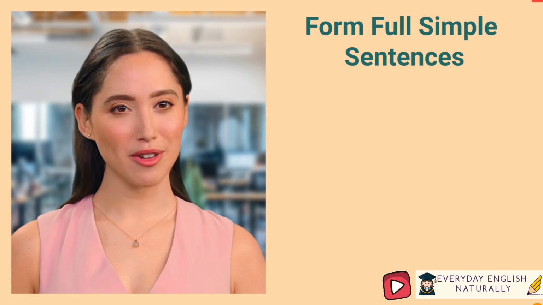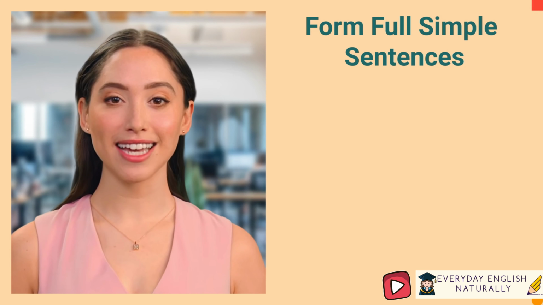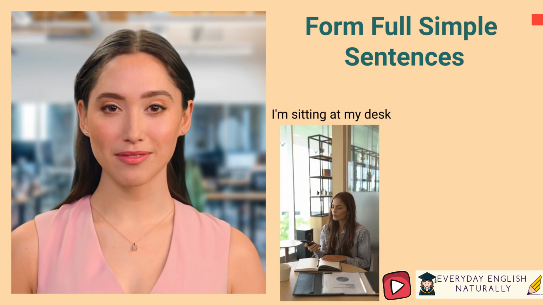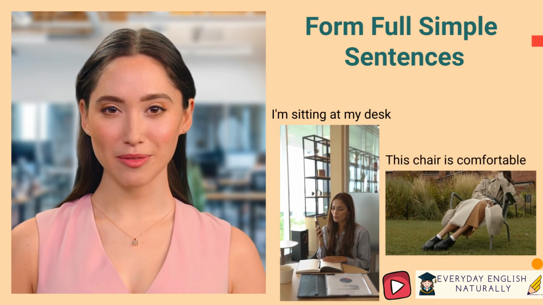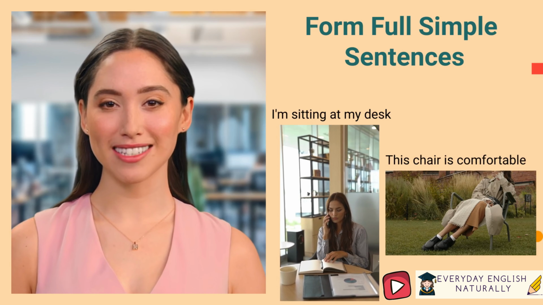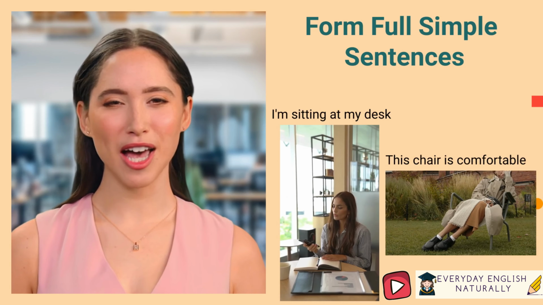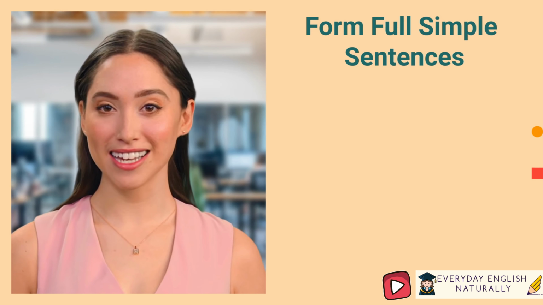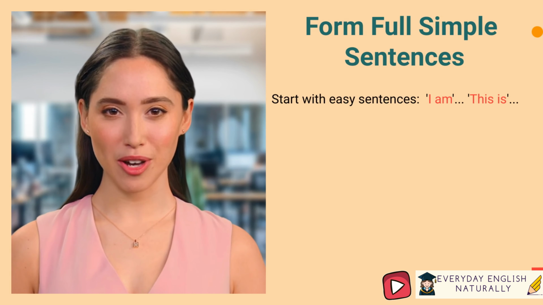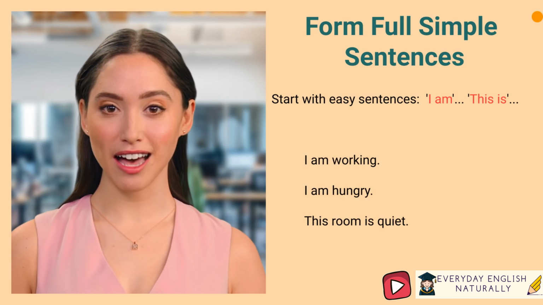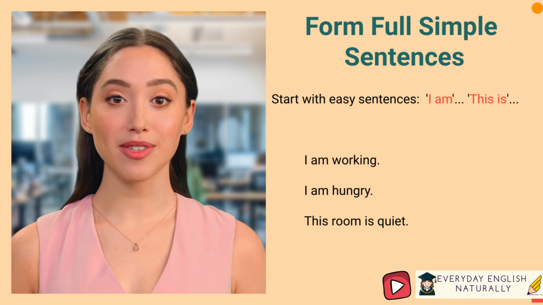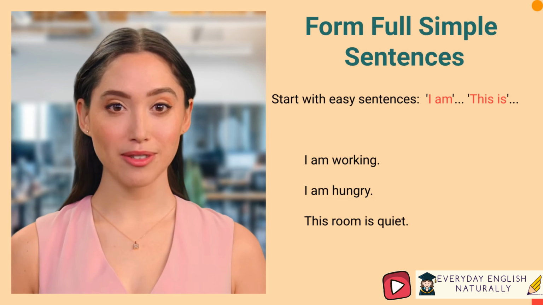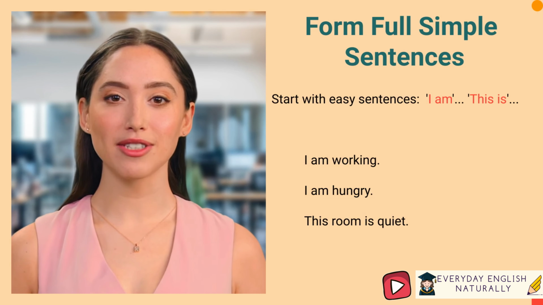For example, look around and describe what's happening. Let's say I'm sitting at my desk, or this chair is comfortable. These are short, basic sentences, but by creating them in your head, you're training your brain to stay in English mode. Start with something easy. Complete the sentence with things around you. I am working. I am hungry. This room is quiet. The goal is to stop using your native language and just let English flow naturally in your thoughts.